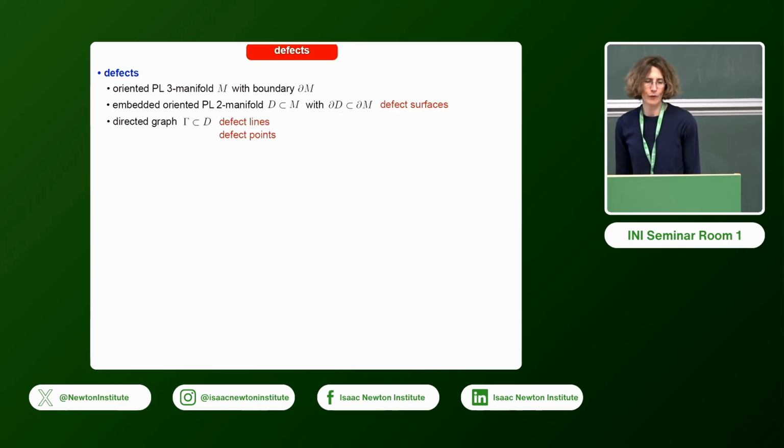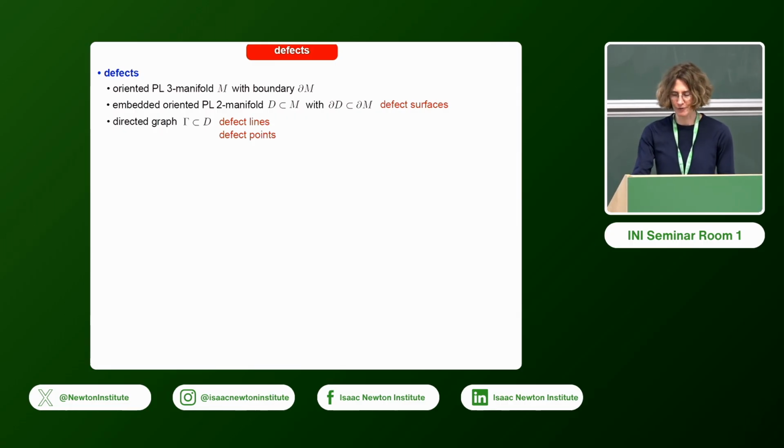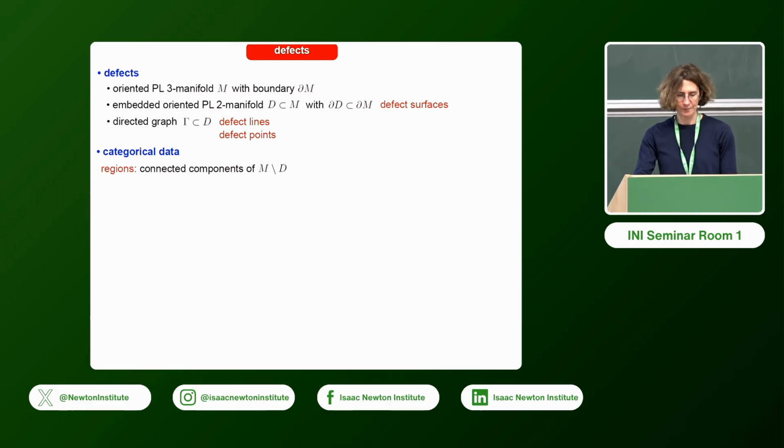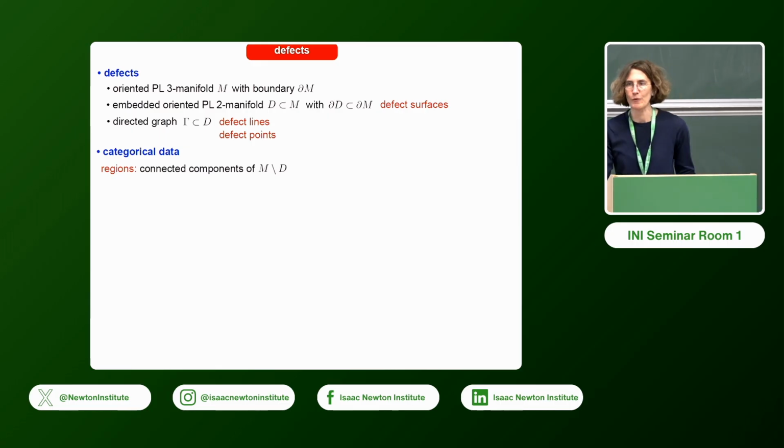Then on the defect surface, we want to have defect lines and defect points that should form some directed graph that is in the surface. And now the idea is to label this with appropriate categorical data. What appropriate categorical data is is already known, for instance, from the article by Kitaev and Kong. So the regions, the connected components outside of the defect surfaces, should be labeled by spherical fusion categories, as before. But the difference is now that we can have several spherical fusion categories, not just one.